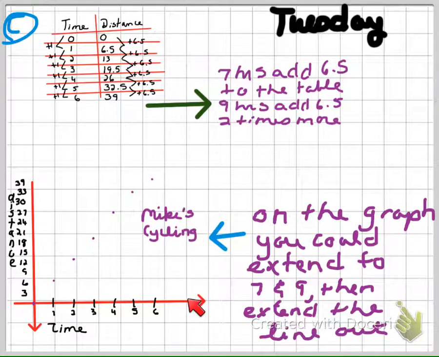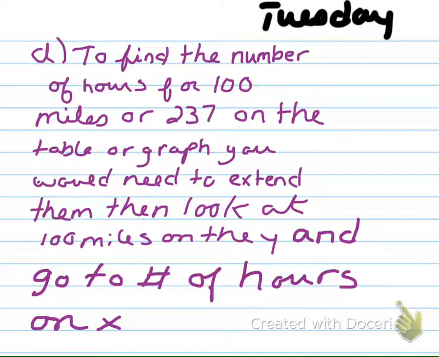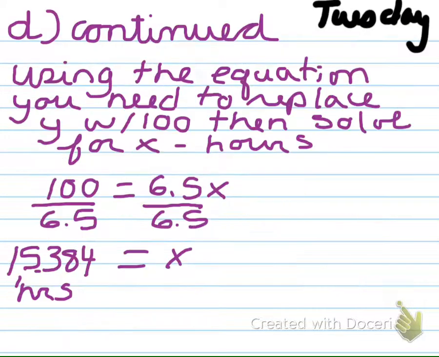On the graph, the way you would do that is you would extend the graph up this way and you'd extend your graph out and then see how many hours it was at 100 and 237. That would be really difficult. Honestly, I would not use the table or the graph to answer that question, but the equation is really easy. Using the equation, you just need to replace the y, because it was y equals 6.5x.